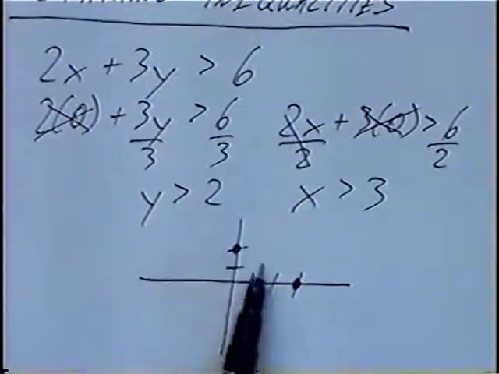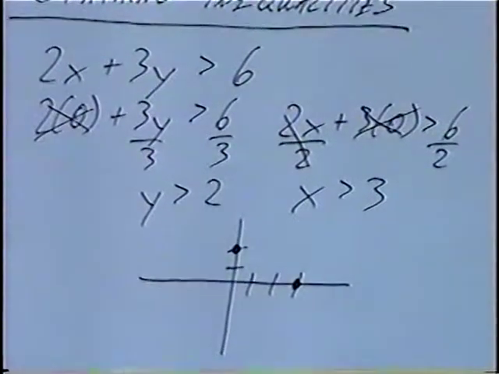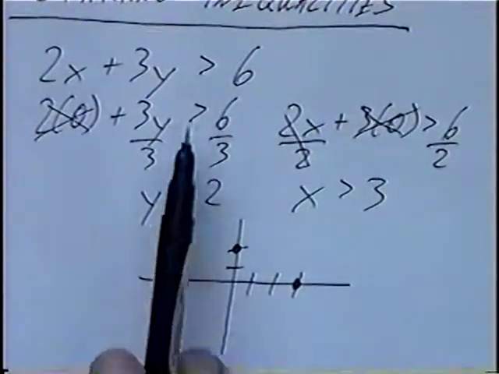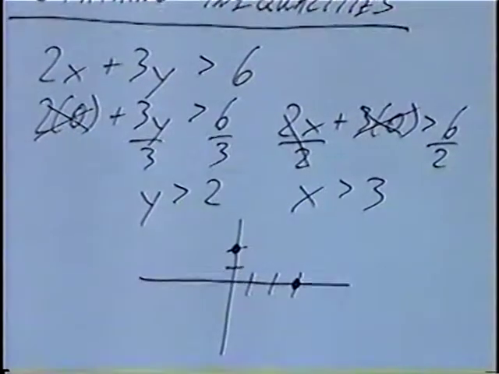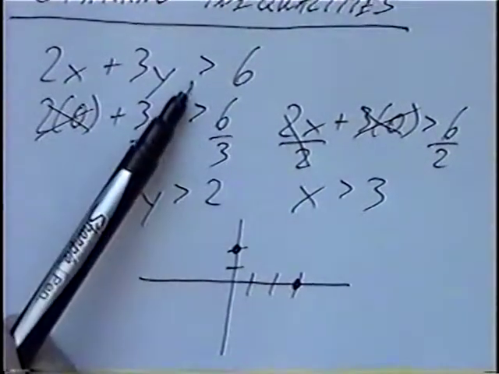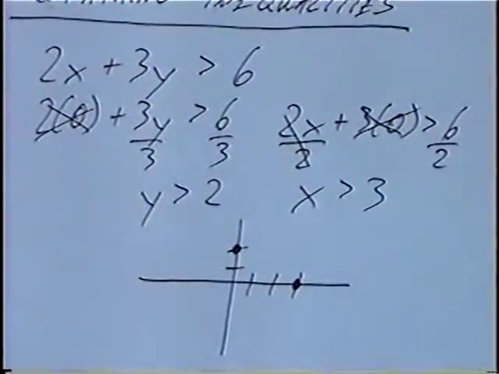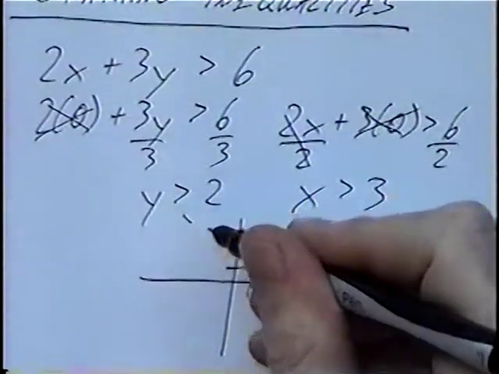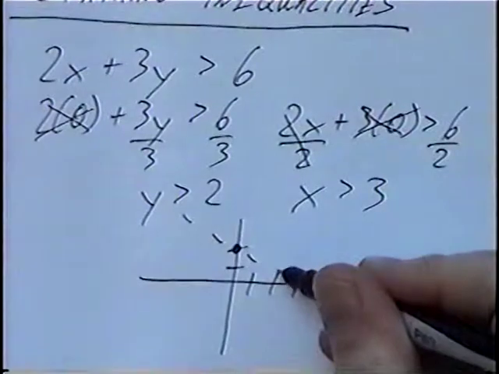Normally you can connect these to make a straight line for the graph. The original equation, though, is greater than 6. If it was greater than or equal to, it would be a solid line. Since it's just greater than and not equal to, it will be a dashed line going through the points.